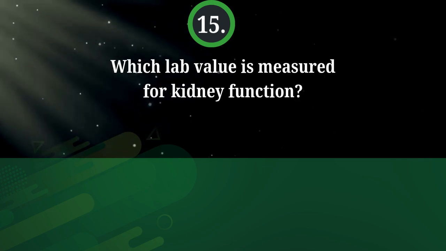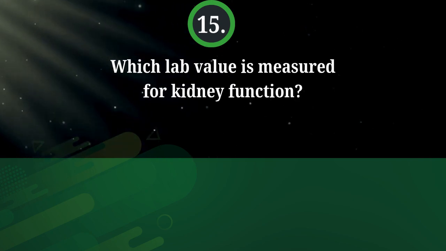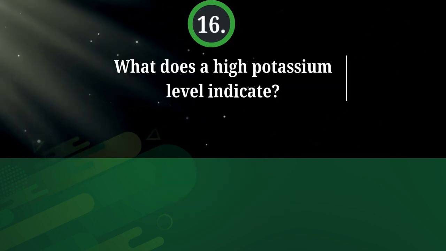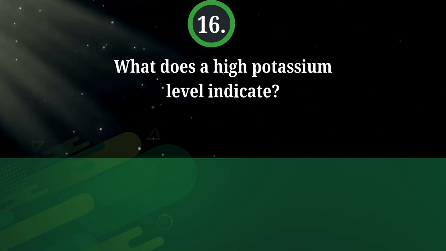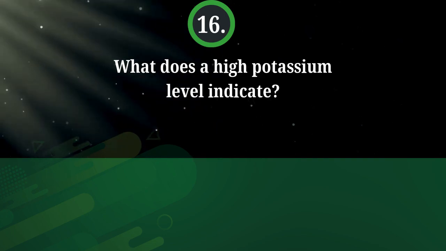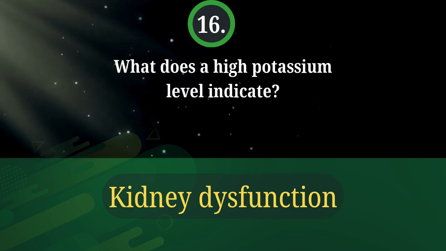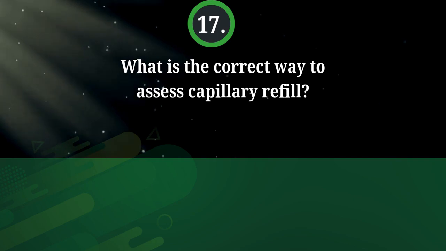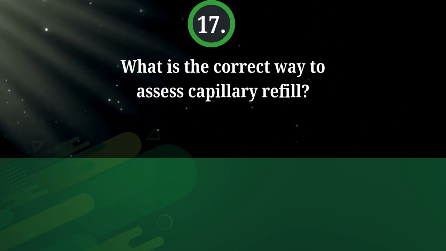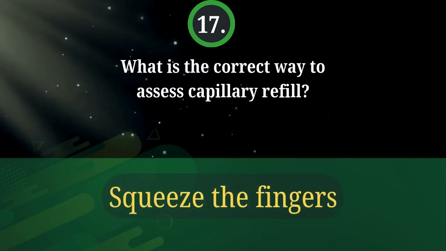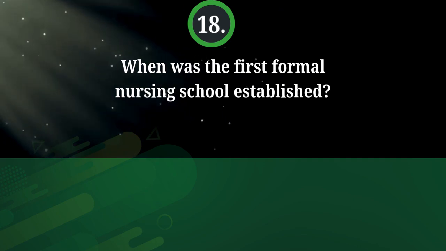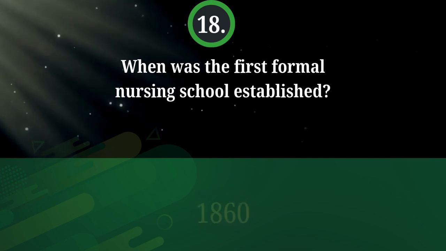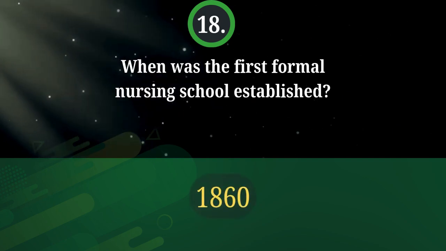15. Which lab value is measured for kidney function? Creatinine. 16. What does a high potassium level indicate? Kidney dysfunction. 17. What is the correct way to assess capillary refill? Squeeze the fingers. 18. When was the first formal nursing school established? 1860.